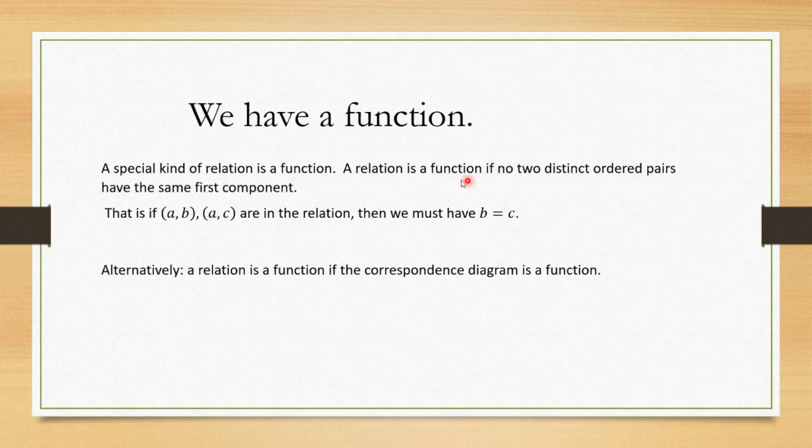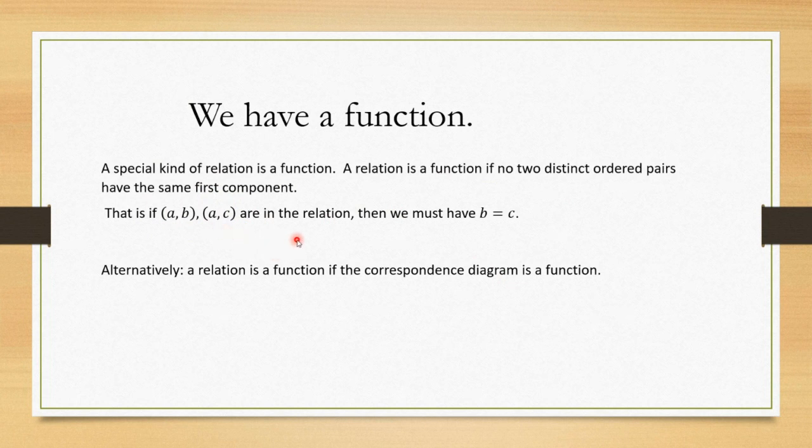Basically, this is a little more precise, but a relation is a function if no two distinct ordered pairs have the same first component, the same x coordinate. In other words, suppose you have these two ordered pairs in your relation. The only way that could happen is if B and C are the same. Because what this is saying is A would be assigned to B and A would be assigned to C. But if B and C are different, then A would have two outputs.